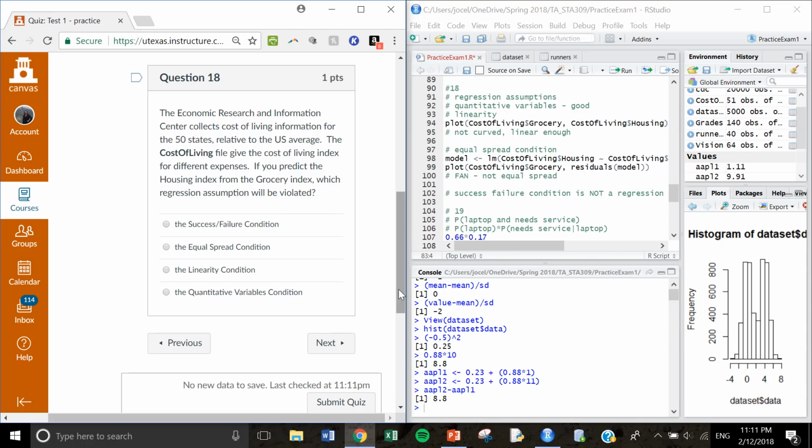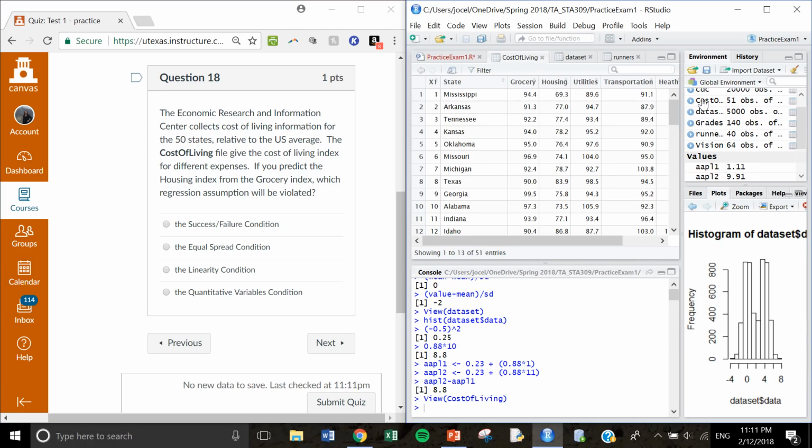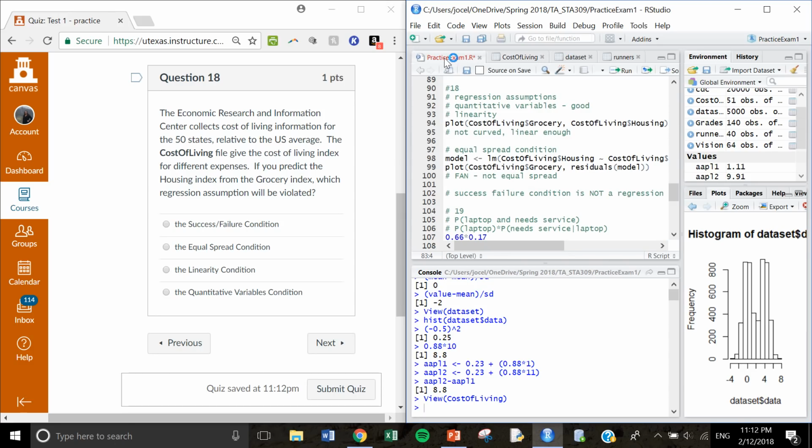Okay, so let's look at the cost of living data. So we're trying to predict housing index from grocery index. So first thing to check, quantitative variables condition. Are these indexes quantitative variables? Yeah, they are. I can take the mean of them. I can take the standard deviation of them. So they are quantitative variables. That's not violated.